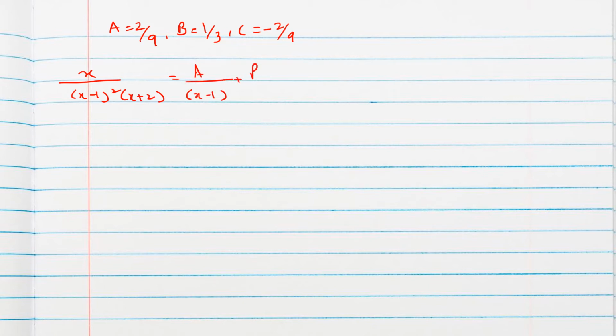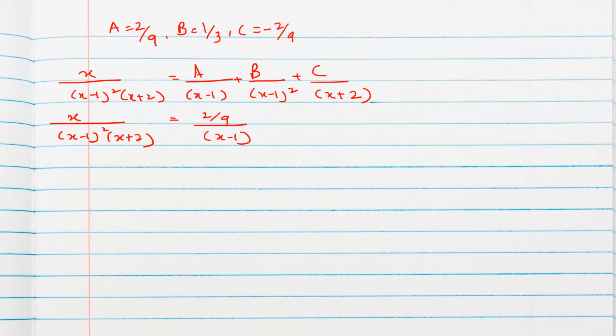So A is 2 by 9, B is 1 by 3, C is minus 2 by 9. x by x minus 1 square, x plus 2, we wrote as A by x minus 1, B by x minus 1 square, and C by x plus 2. So now substitute ABC value here. 2 by 9 divided by x minus 1, 1 by 3, x minus 1 whole square, and here minus 2 by 9 x plus 2.